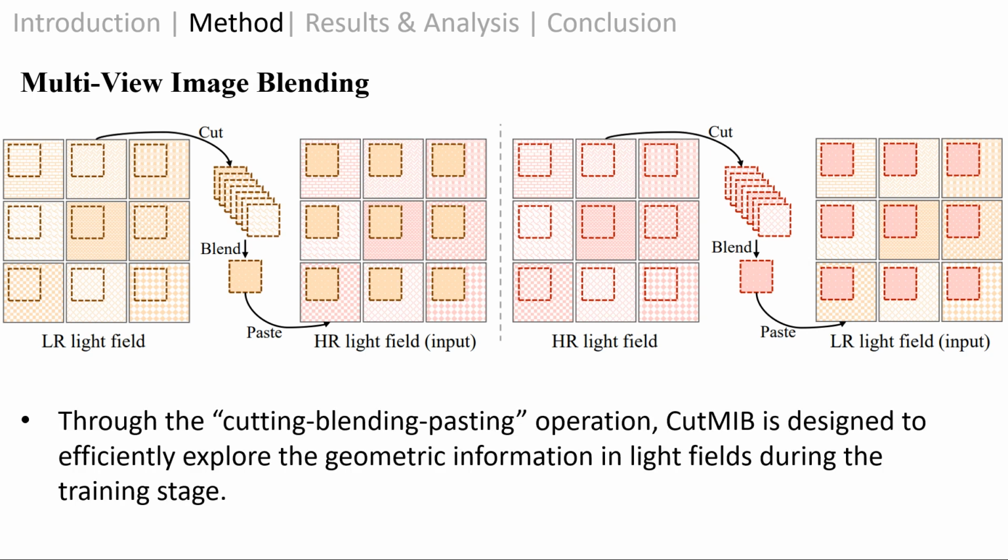By feeding the augmented training pairs into light field super-resolution networks, these networks can not only learn how and where to super-resolve the low-resolution light field, i.e., benefit from the cutting blending operation, but also utilize the implicit geometric information in multi-view images, resulting in better performance and higher angular consistency among super-resolved light field views.